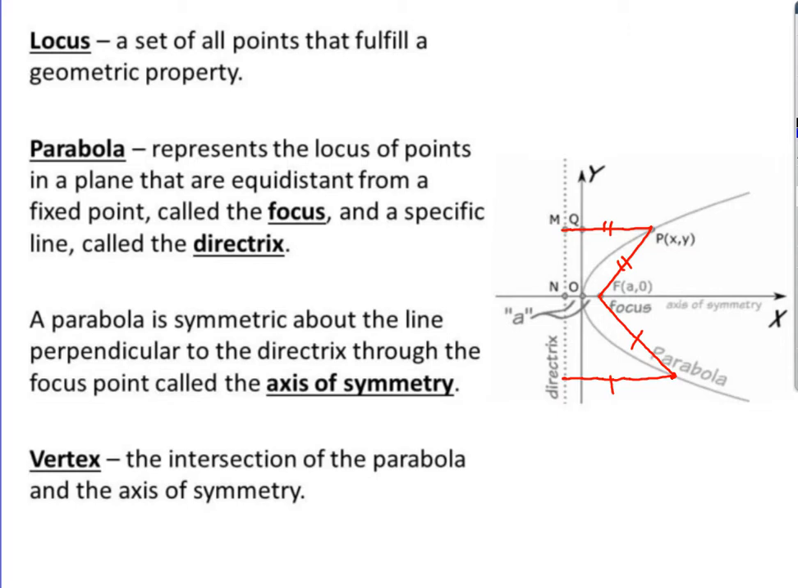A parabola is symmetric about the line that's perpendicular to the directrix and goes through the focus point, and we call this line that it's symmetric about the axis of symmetry. The vertex is the intersection of the parabola and the axis of symmetry. So this line is our axis of symmetry. The parabola is symmetric about that line. If it's going horizontally, it'll be symmetric above and below. If it's going vertically, it'll be symmetric to the left and to the right. The point where your parabola touches that axis of symmetry is your vertex.